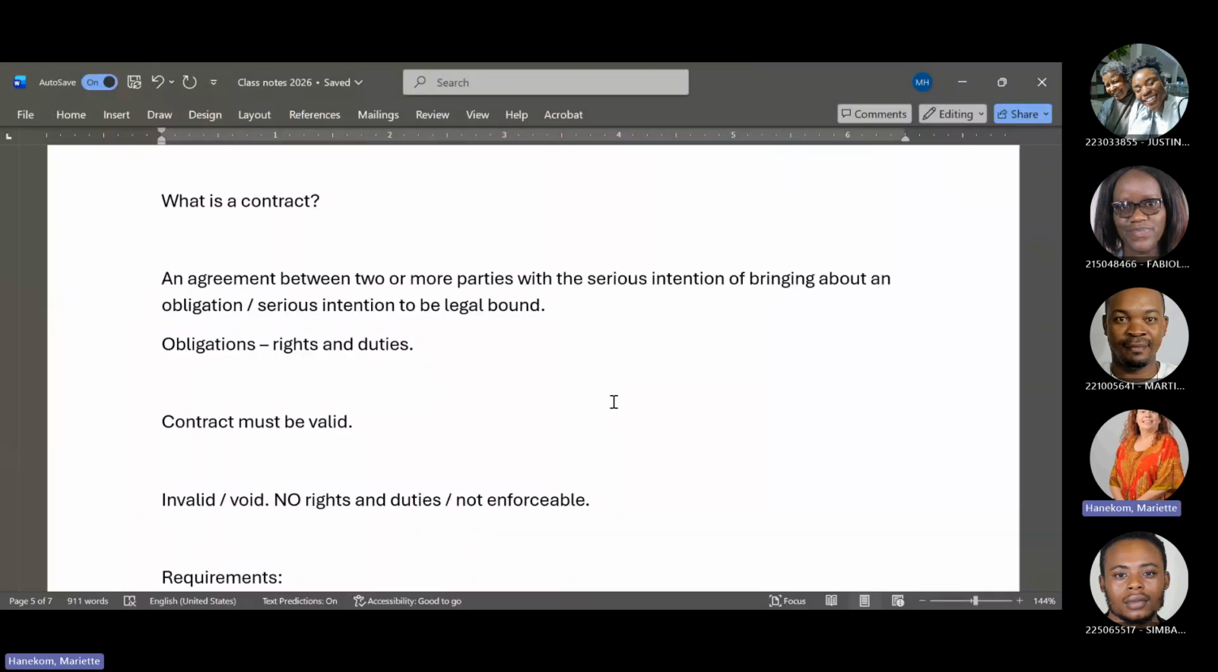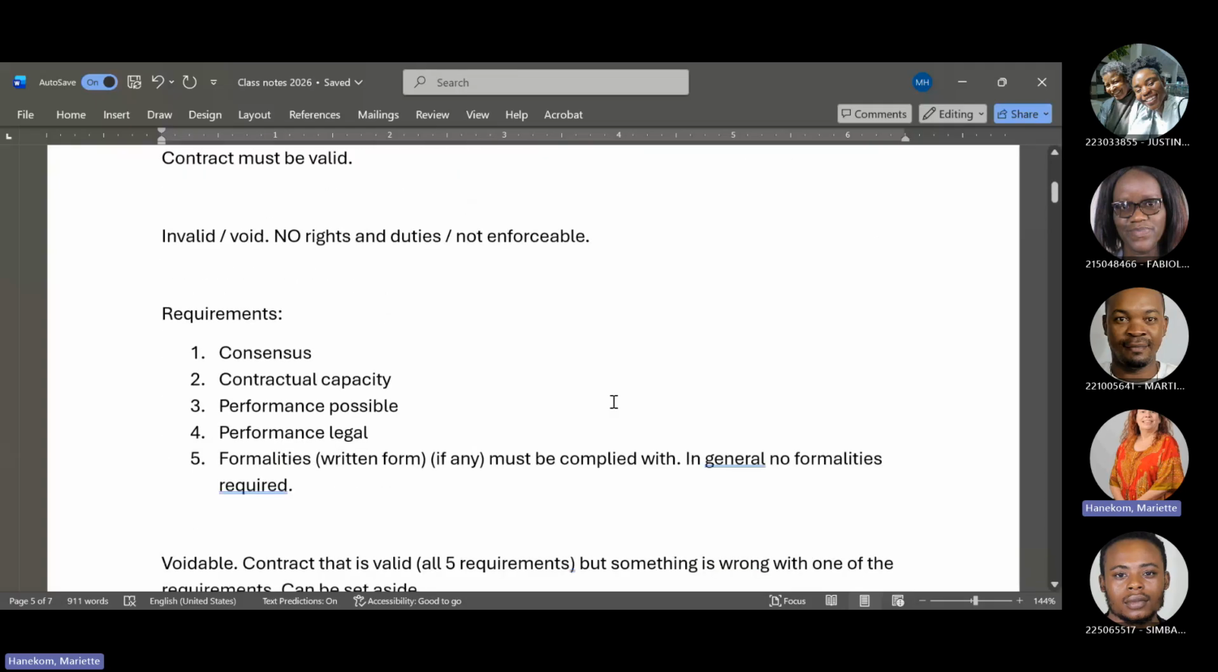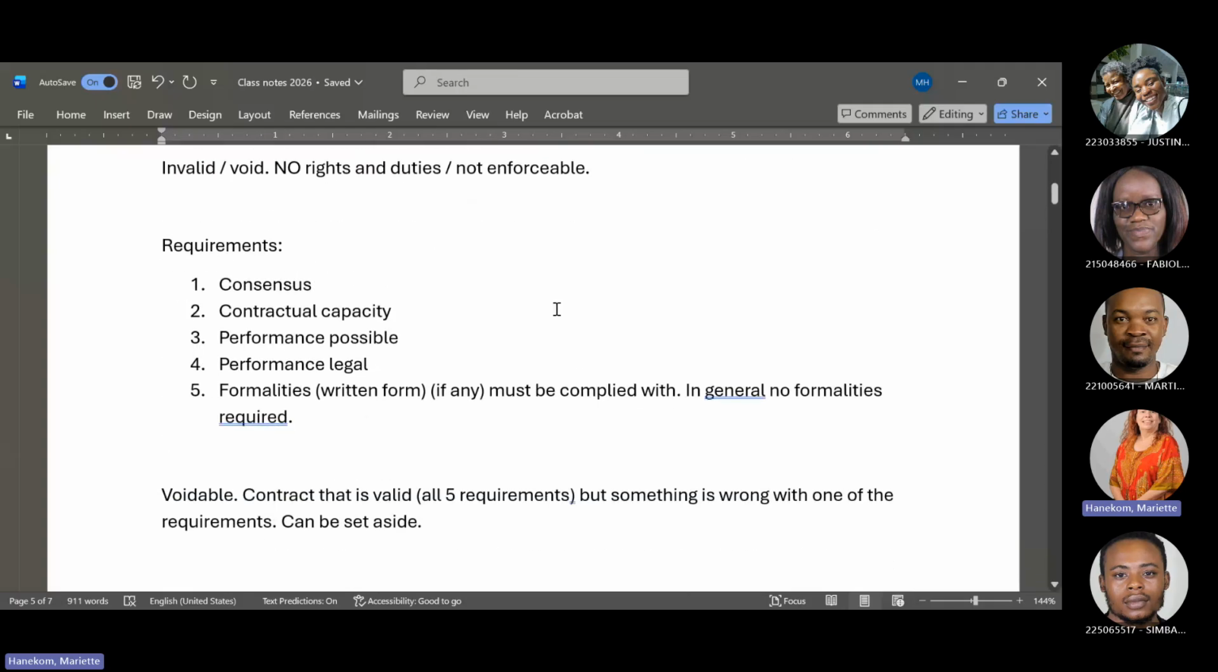Now, for a contract to be valid, there are 5 requirements that this contract has to meet. Namely, there must be consensus, there must be contractual capacity, performance must be possible, performance must be legal, and if there are any formalities, these must have been complied with. Remember, however, that in general, contracts do not need formalities. If you're getting into a taxi and asking the taxi to bring you to the NUST campus, that is a contract, but you haven't signed papers in duplicate.